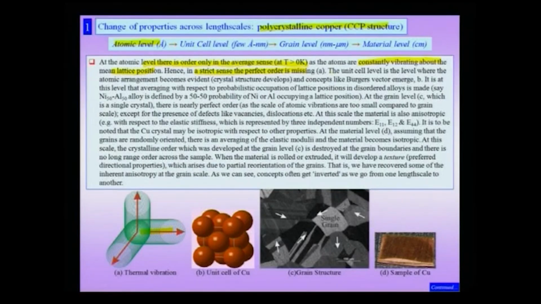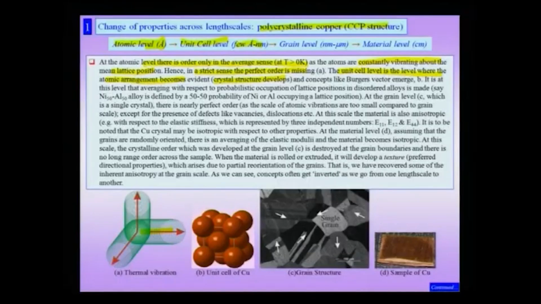At the next length scale, which is the unit cell length scale, the atomic arrangement becomes evident, that is the crystal structure develops. So, here I have divided the problem into 4 length scales: the atomic level, which is at the angstrom length scale, and the unit cell level. If I am talking about simple crystal structures like copper, I have to talk only about a few angstroms, but there could be other crystal structures which have a much larger lattice parameter and could be in the nanometer length scale. Typically it is between a few angstroms to a few nanometers, though we could always talk about crystals which have much larger lattice parameters.